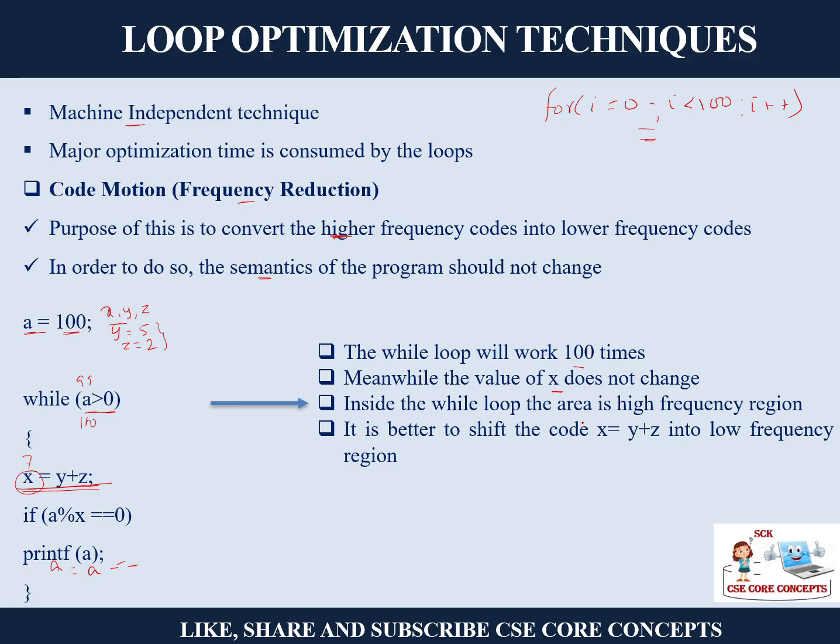So inside the while loop, this area is called a high frequency area, because this area will be traversed 100 times. So it is better if I could shift this code, x is equal to y plus z, outside this high frequency area, as it does not change during the loop, right? So that is a very good option of performing your frequency reduction. That is, you are moving this from a high frequency area to a low frequency area.